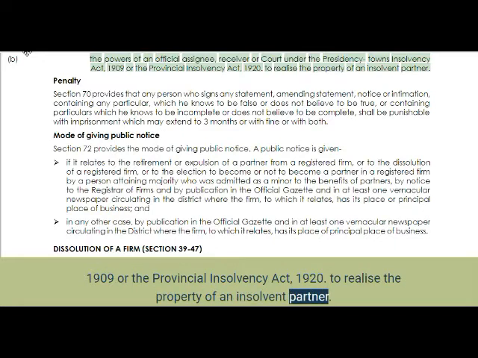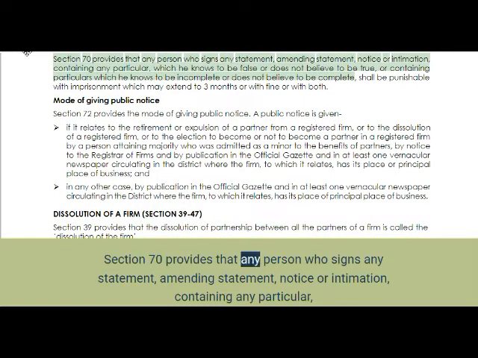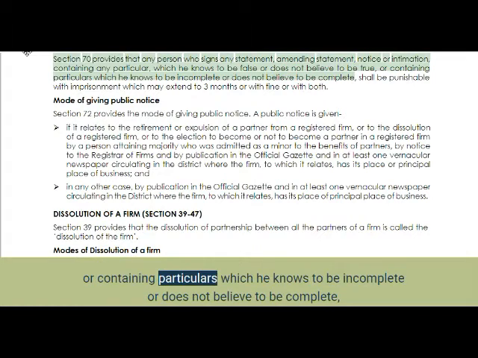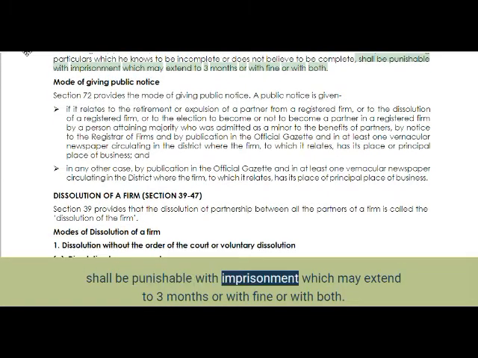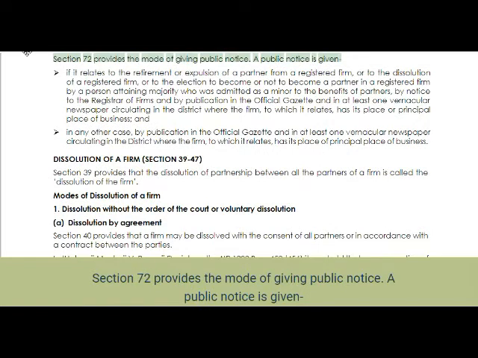Procedure. The registration of a firm may be effected at any time by sending by post or delivering to the registrar of the area in which any place of business of the firm is situated or proposed to be situated. Section 59 provides that when the registrar is satisfied that the provisions of Section 58 have been duly complied with, he shall record an entry of the statement in a register called the Register of Firms and shall file the statement.